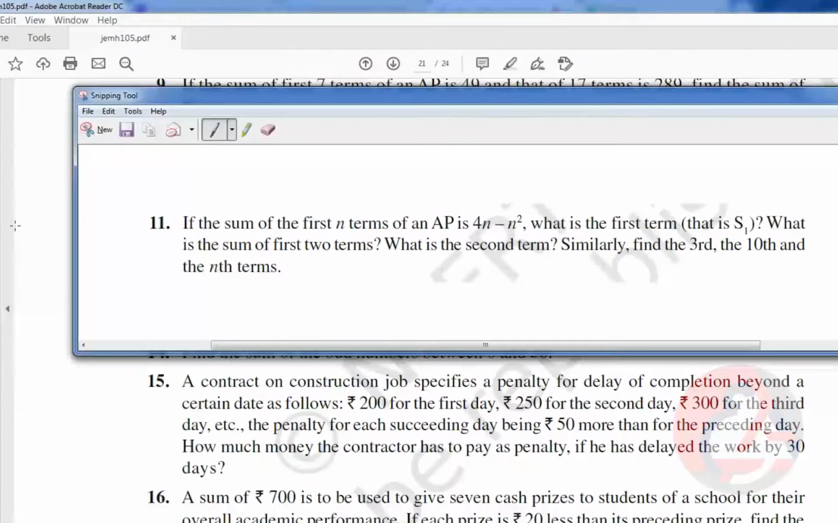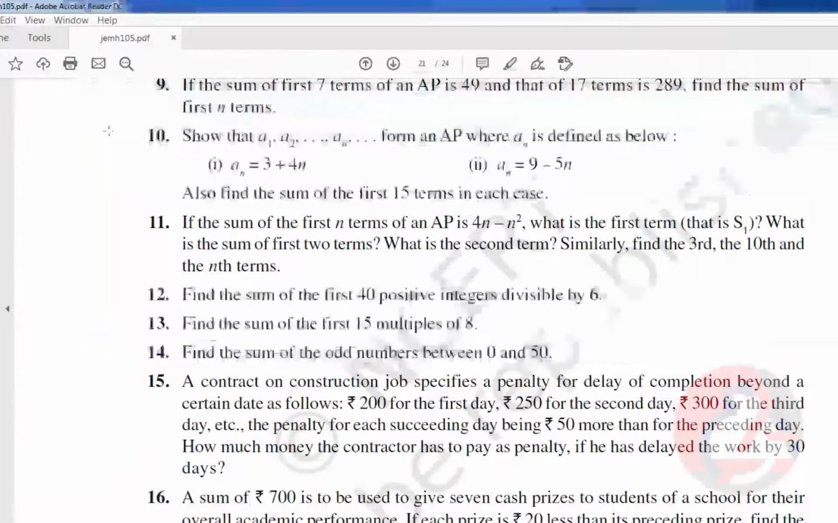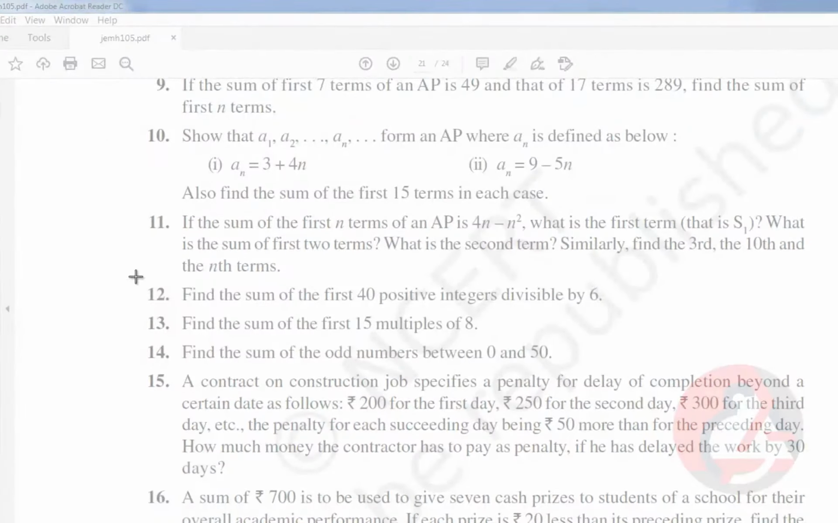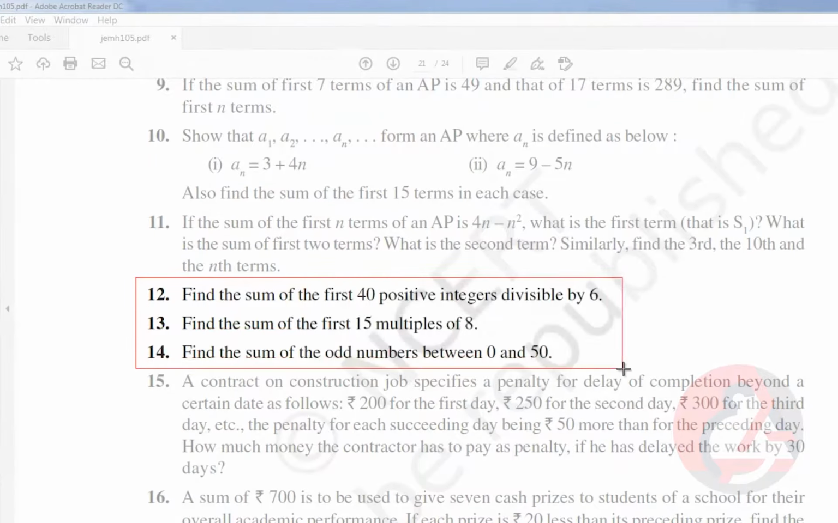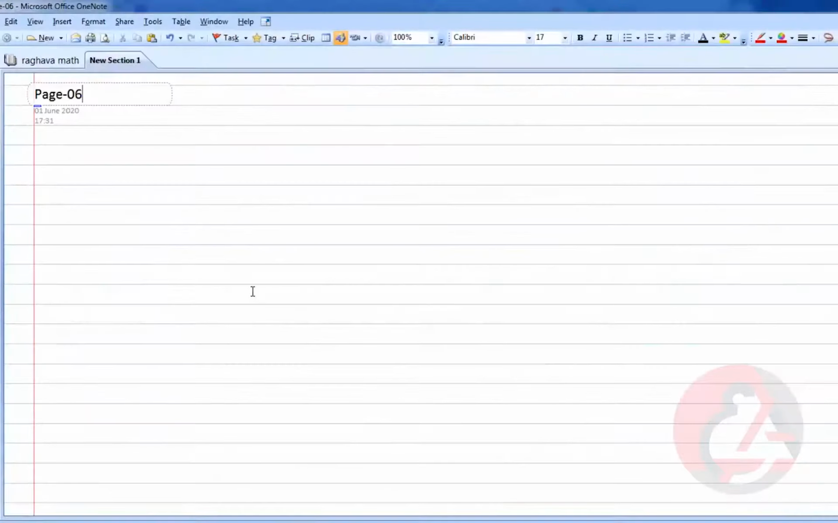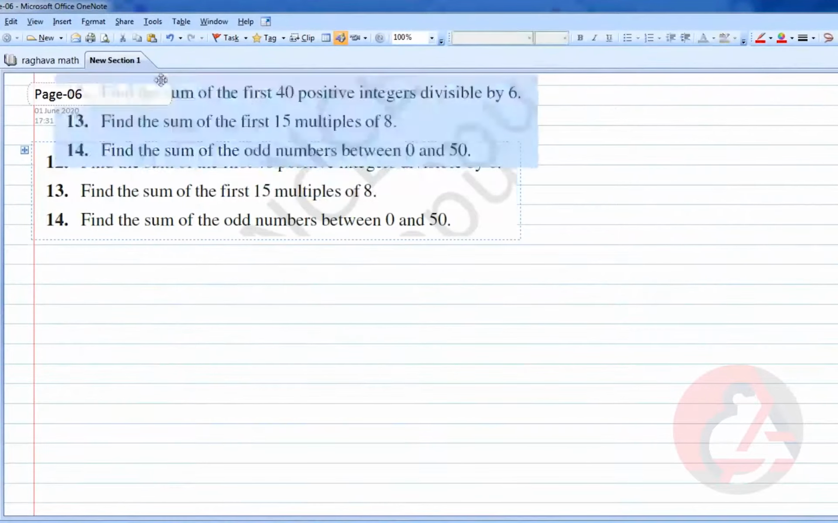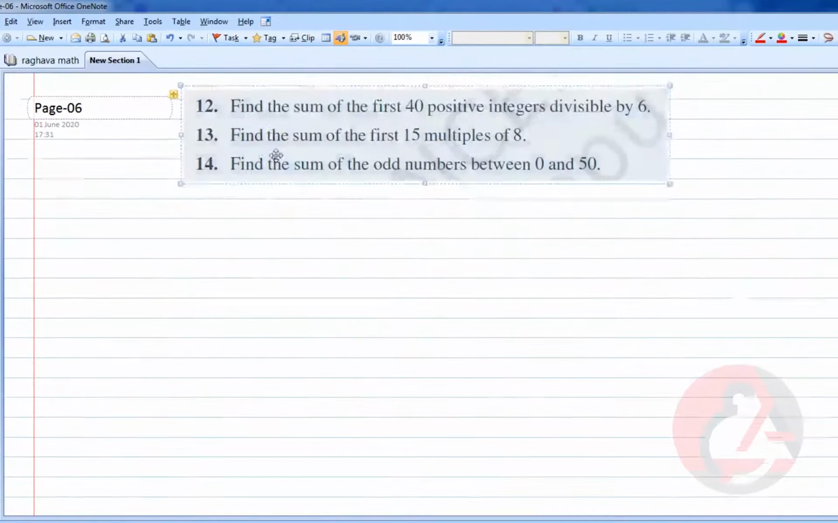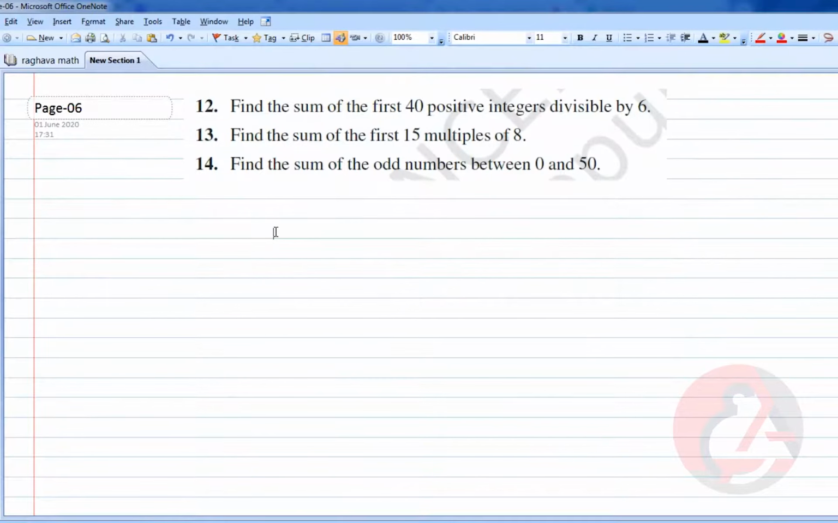We'll try to do these two questions now. 12th and 13 or 14, three together we can do. See here. Try this question using your existing knowledge. Find the sum of the first 40 positive integers divisible by 6. What is the first positive integer which can be divisible by 6?